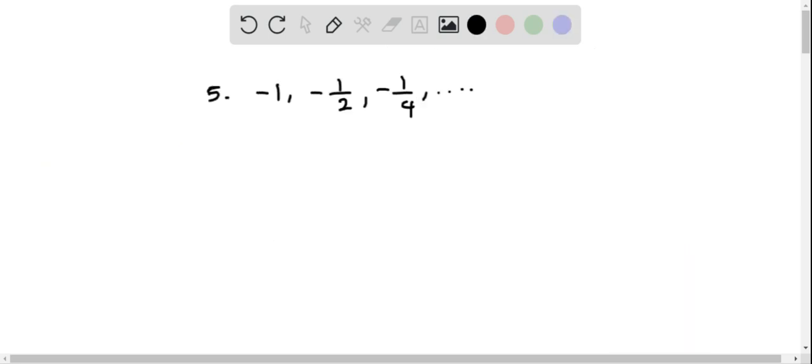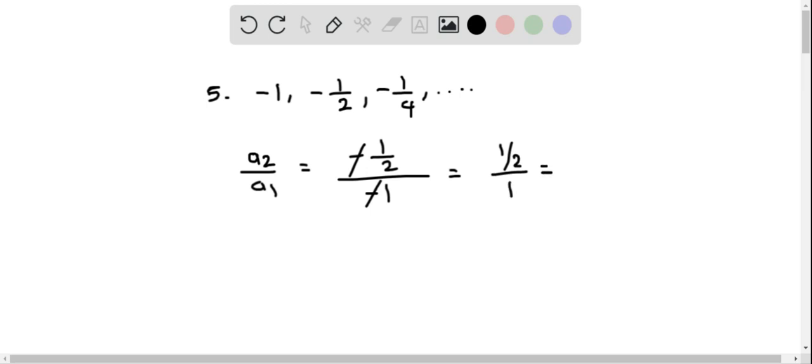We now verify this sequence. So I find this ratio a2 over a1, and this equals a2, which is negative 1 by 2, the second term, divided by the first term, which is negative 1. And so this negative and this negative will get cancelled. So it's basically 1 by 2 divided by 1, and a number divided by 1 equals the number, that is 1 by 2.